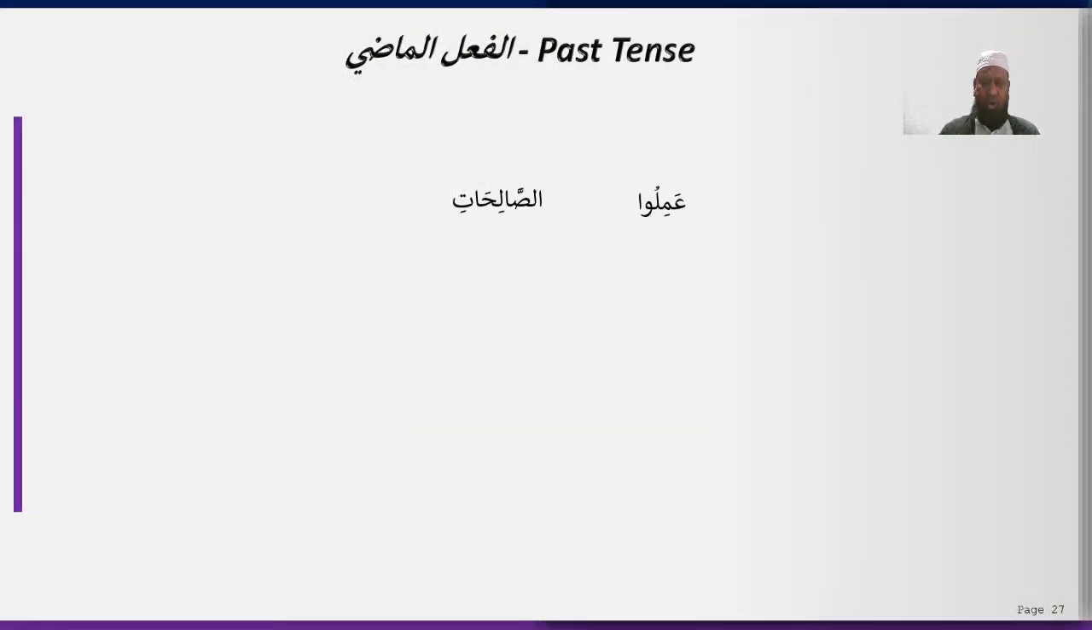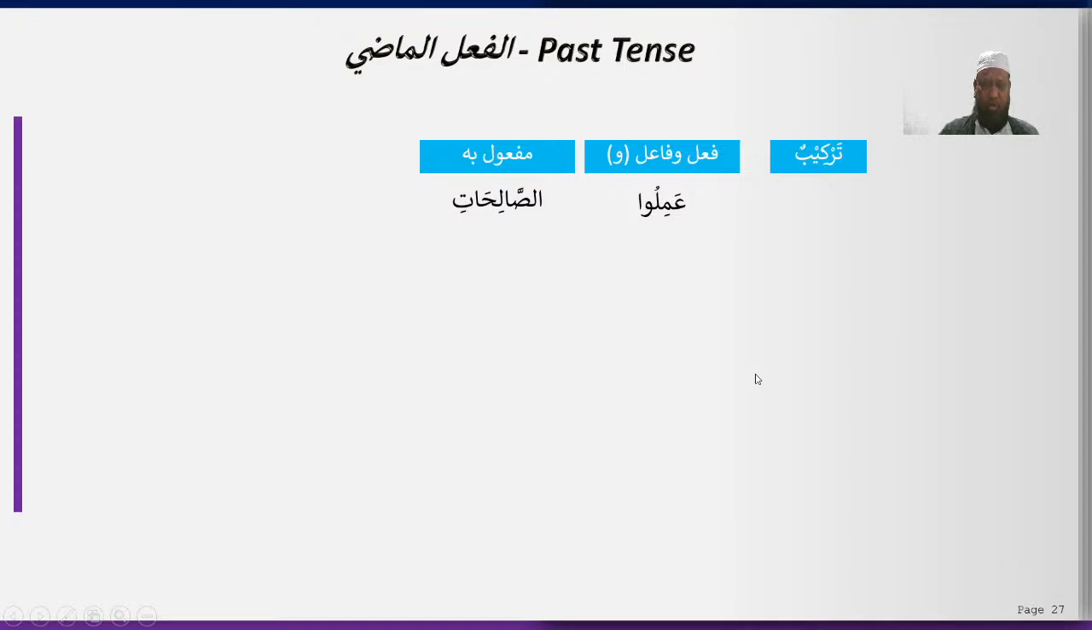Amilu as-salihat. So when it is waw al jama'a, then this is the only siga that is mabni on the dammah. Okay, waw is the fa'il. As-salihat is maf'ul bihi. We all, you all male did righteous deeds.